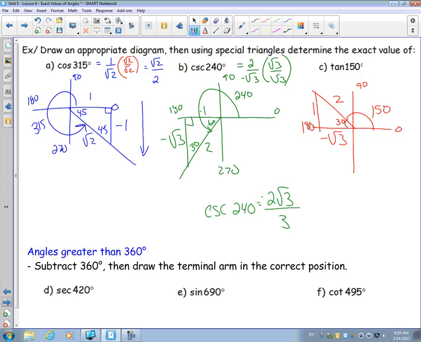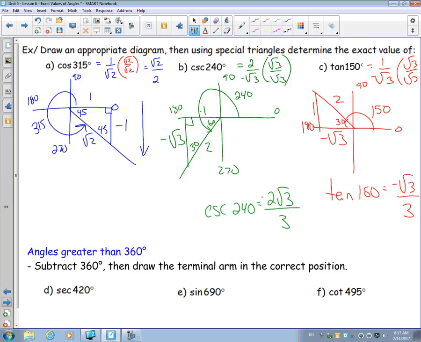Tan is y over x. So 1 over root 3, and it's negative. We've got to rationalize. So I can say the tan of 150 is negative root 3 over 3.